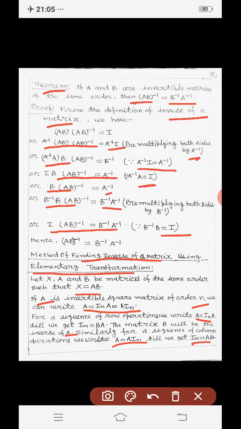Dear students, there is a remark: in case after applying one or more elementary row or column operations on A equal to IA or A is equal to AI, if we obtain all zeros in one or more rows of the matrix A on LHS, in that case A inverse does not exist.